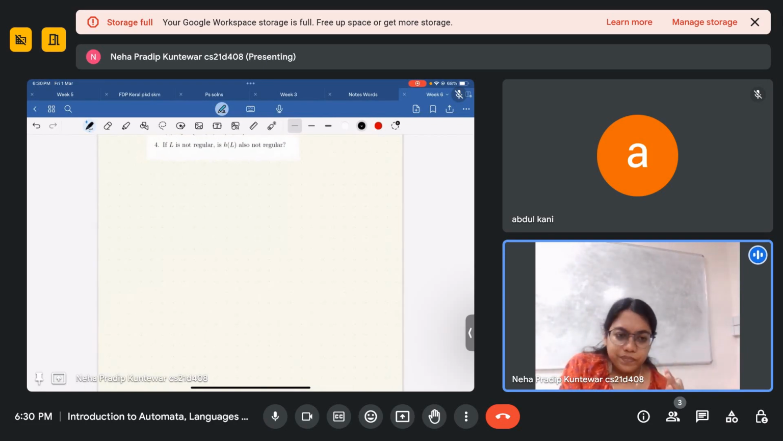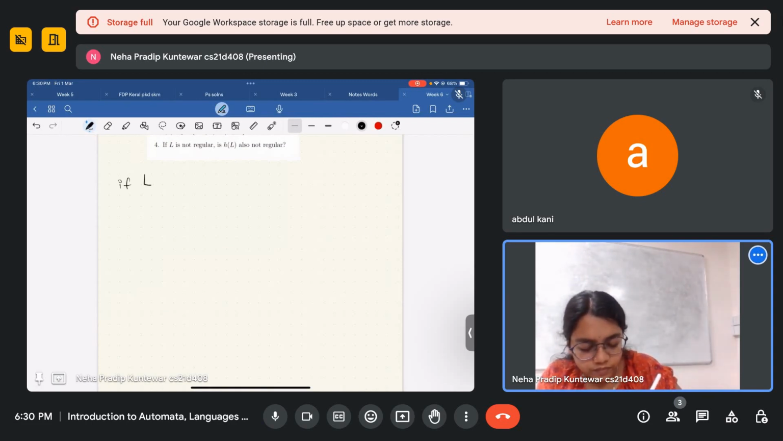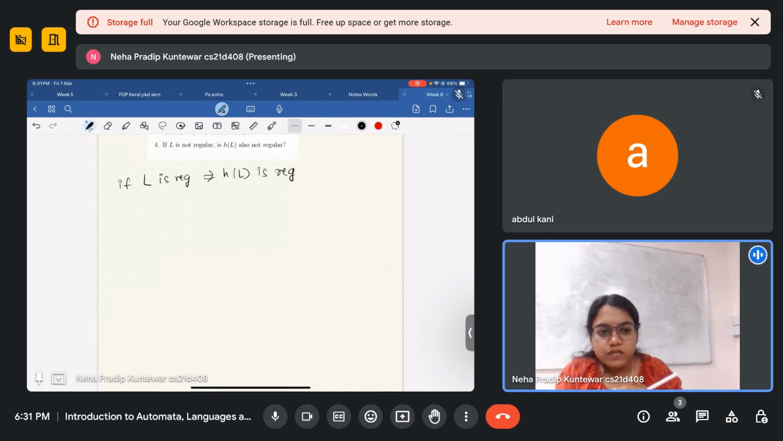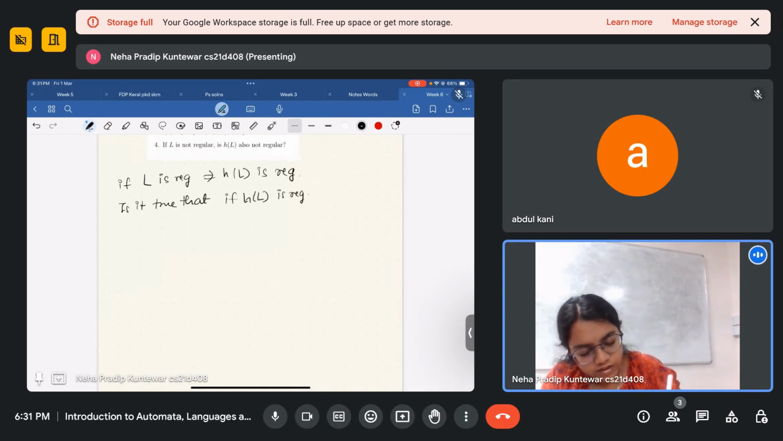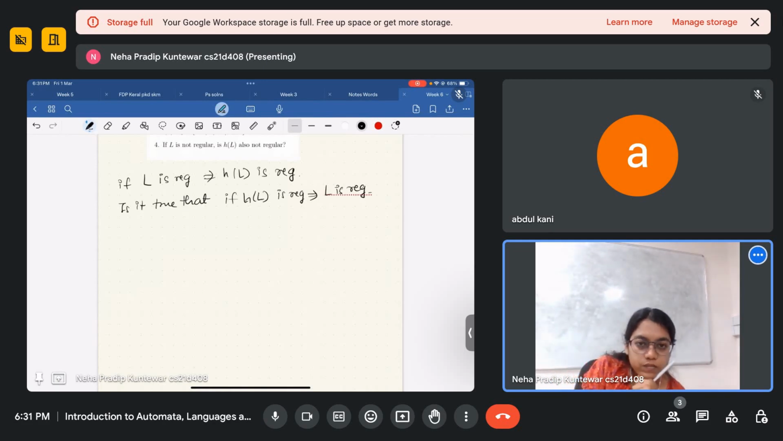So here is an obvious question that one can ask. We said that if L is regular, then H of L is also regular. But is the other way around true? Is it true that if H of L is regular, then L is regular? I'll pause, I'll let you think for a minute.